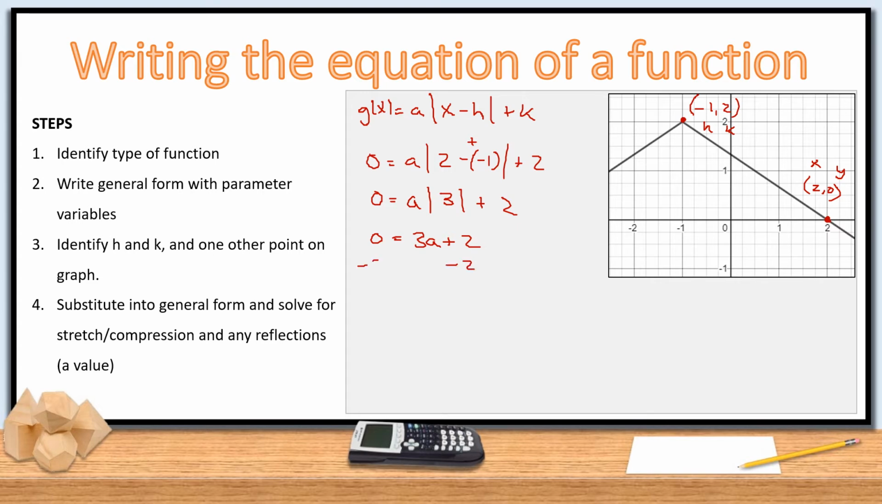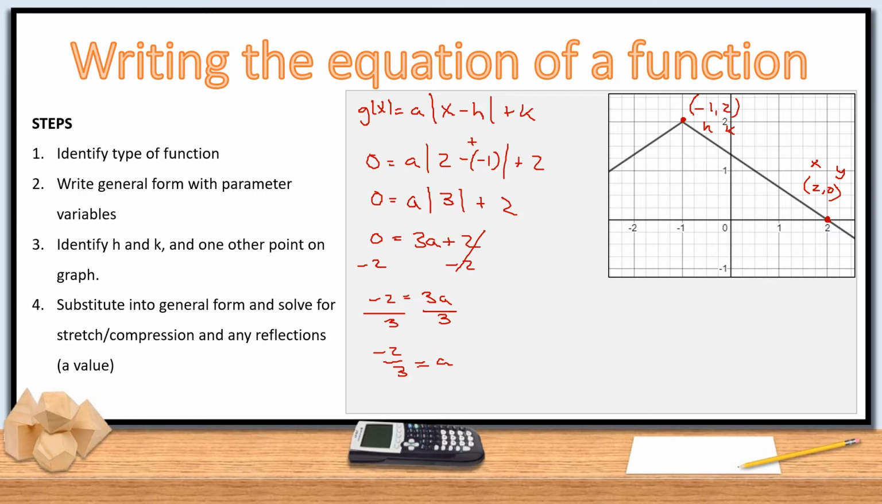Subtract 2 on both sides. So we get minus 2 equals 3a, divide by 3. So minus 2/3 is a. And we did expect it to be negative because it's opening downwards. So there was that reflection. We needed a to be negative.